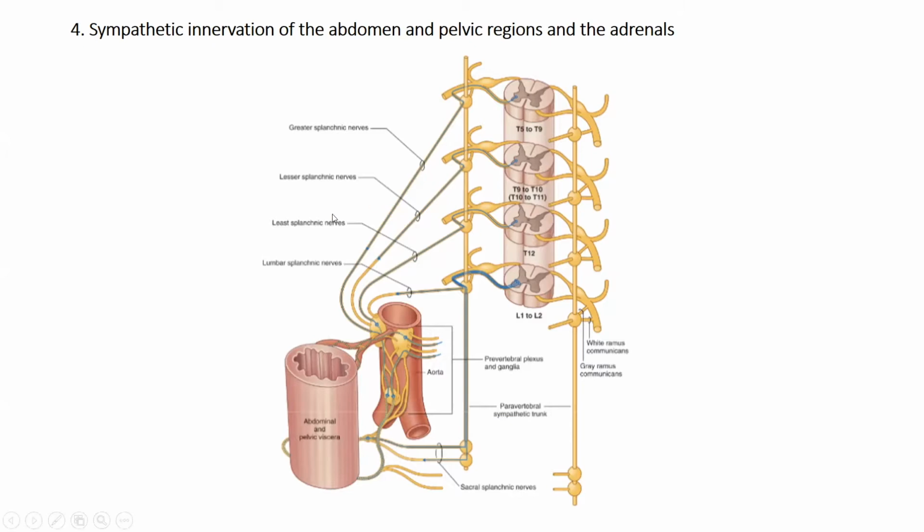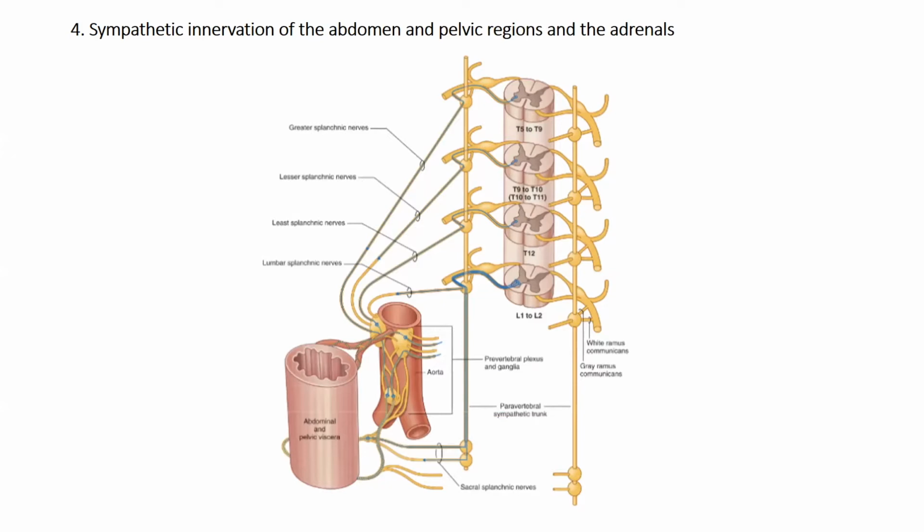These splanchnic nerves from the thoracic segments are classified into three groups: the greater, lesser, and least splanchnic nerves. Those are in the thoracic region. We have the lumbar splanchnic nerves, and we also have the sacral splanchnic nerves as well.